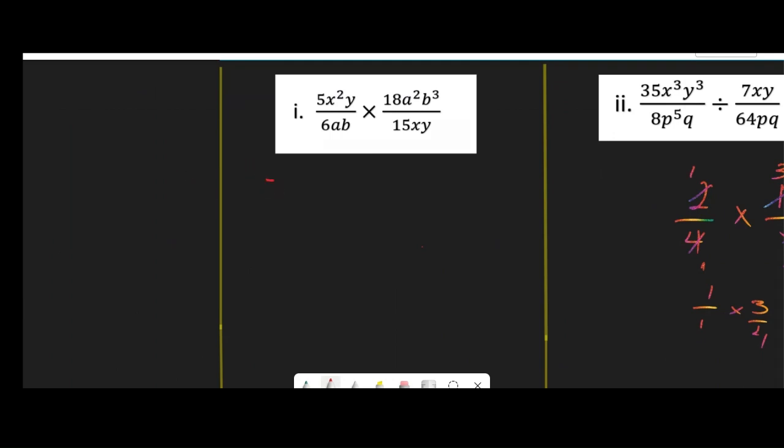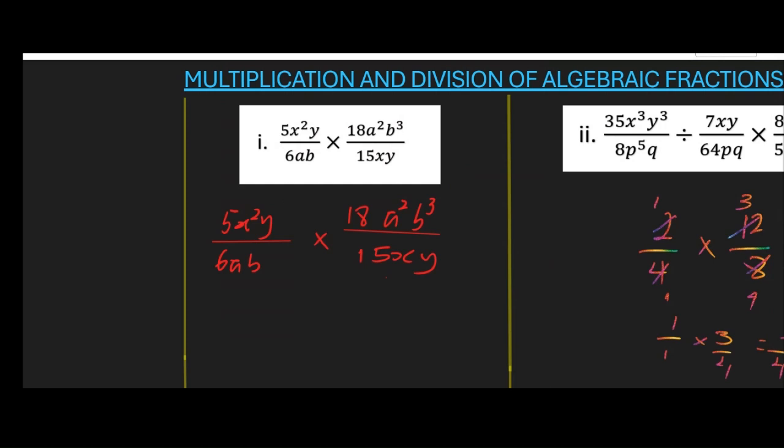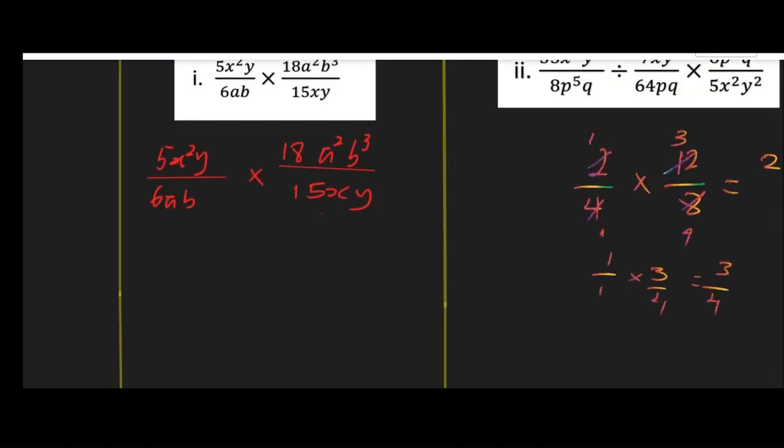So we have 5x squared y all over 6ab, times 18a squared b cubed, all over 15xy. So how do we simplify this stuff? Let's see how we're going to simplify this.